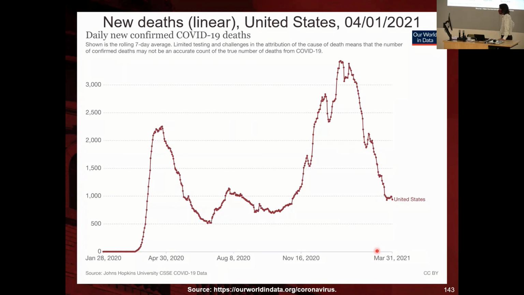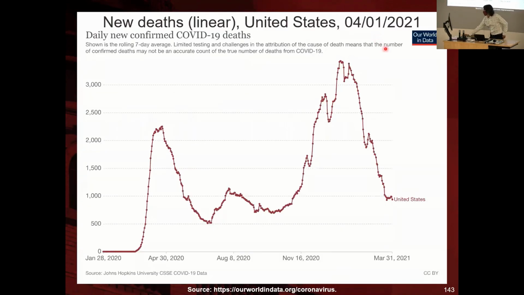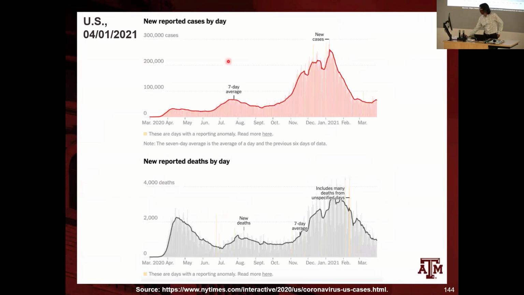These are new deaths. We experienced the first wave in April last year, then summer last year, and then right after Thanksgiving and Christmas this last year as well. This is the number of deaths, and again this is data that I updated from last Thursday, April 1st. This data was from Our World in Data, and this one here is from the New York Times, reporting data on the number of cases in the US and the number of deaths.